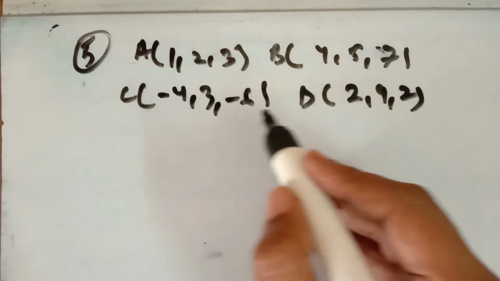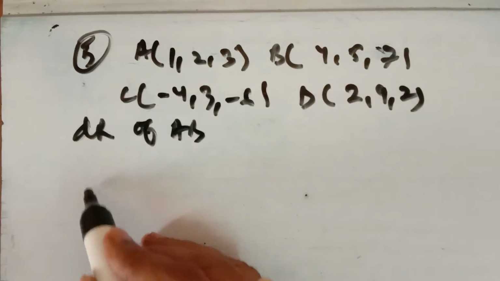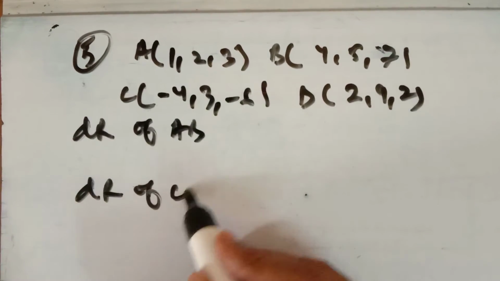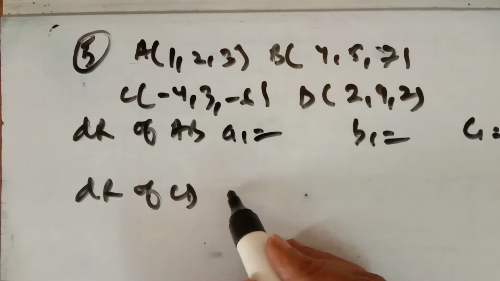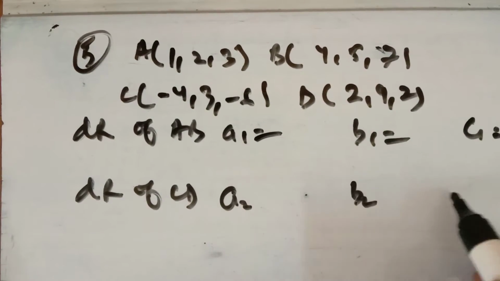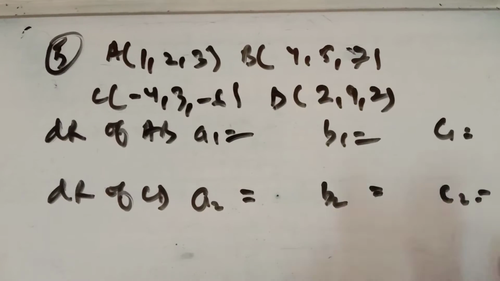And you have to find the angle between AB and CD. It means you have to find the direction ratio of AB and direction ratio of CD. Let us call them A1, B1 and C1, A2, B2 and C2. And when you obtain the direction ratios of AB and CD, you can find the angle between these two.